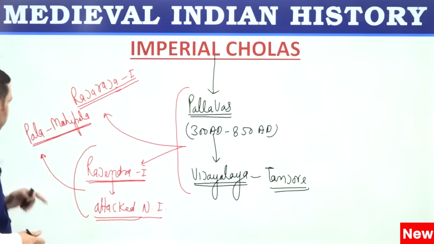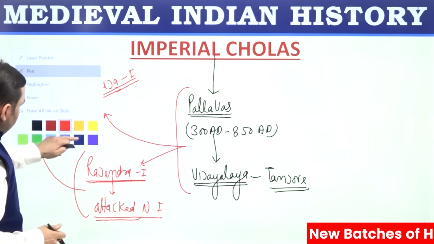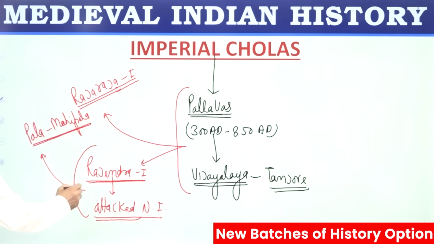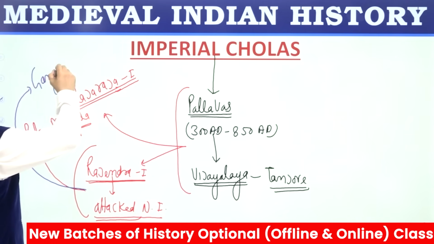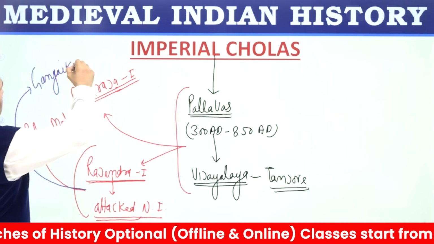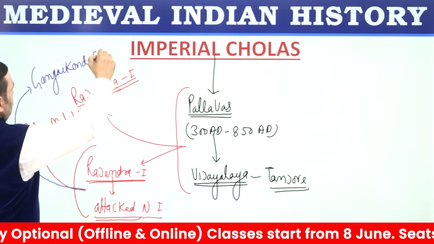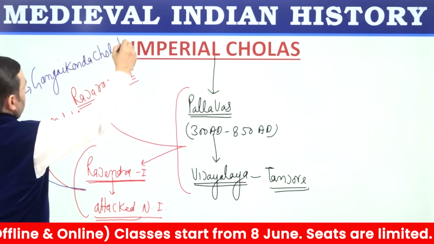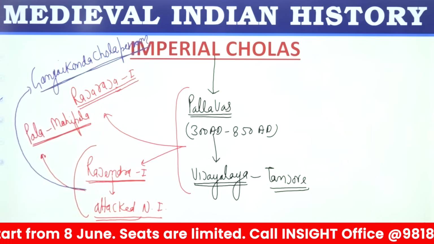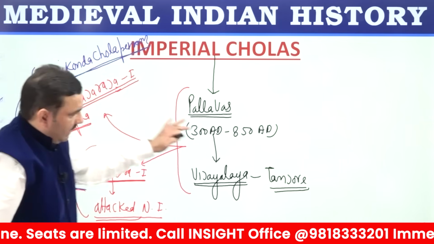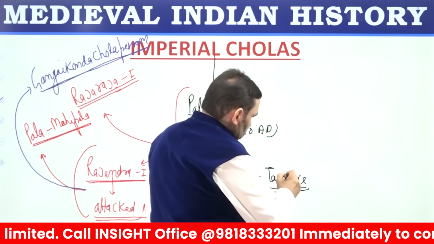This victorious Chola army carried water from river Ganges, and in the memory of that conquest, he established a new capital, Gangai Konda Cholapuram. Gangai Konda means conqueror. Before that, capital was Tanjore.